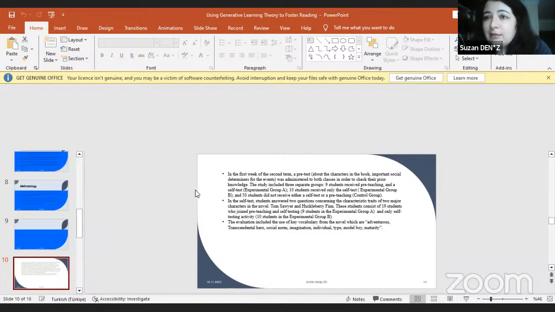Now, a relatively high number of students, 30, ended up in this group because they failed to come to the online classes. Either they were affected by the earthquake or they lacked the necessary infrastructure, unfortunately. So in the self-test, students answered 2 questions concerning the characteristic traits of 2 major characters in the novel, Tom Sawyer and Huckleberry Finn. These were the 19 students who joined pre-teaching and self-testing, and only self-testing activity.